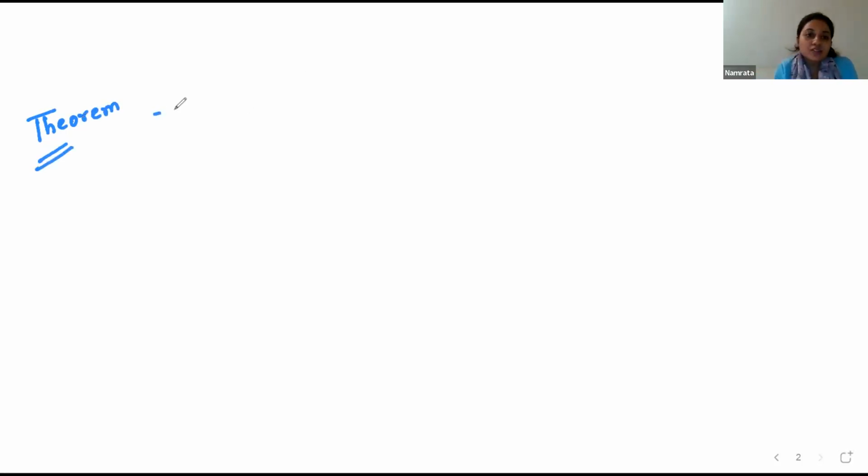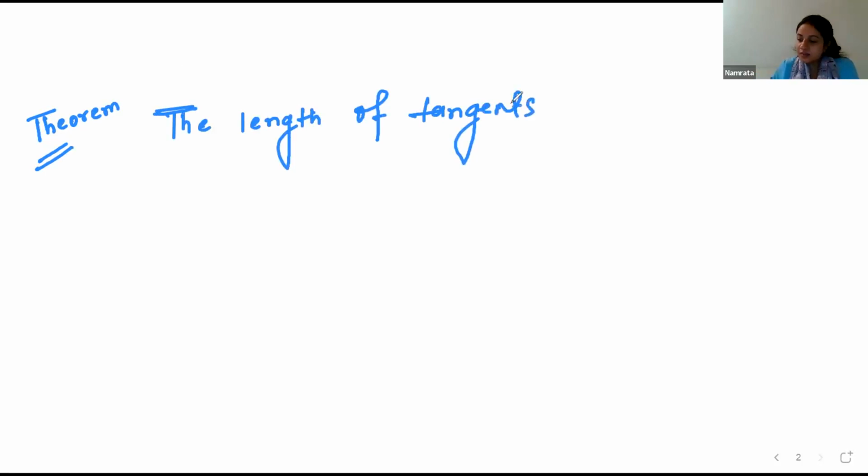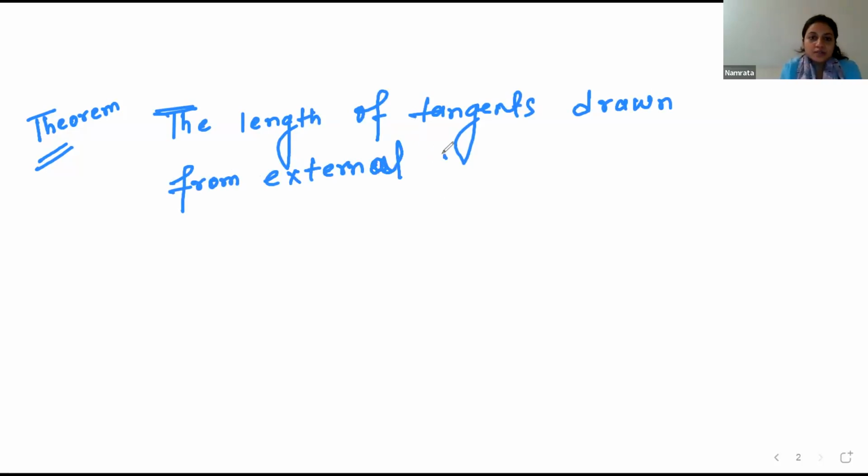The length of tangents drawn from an external point to a circle are equal.